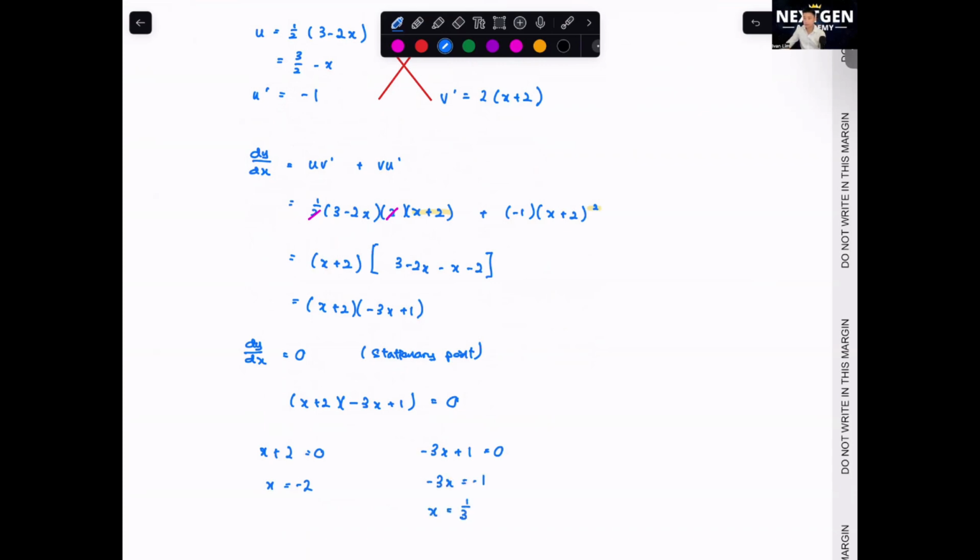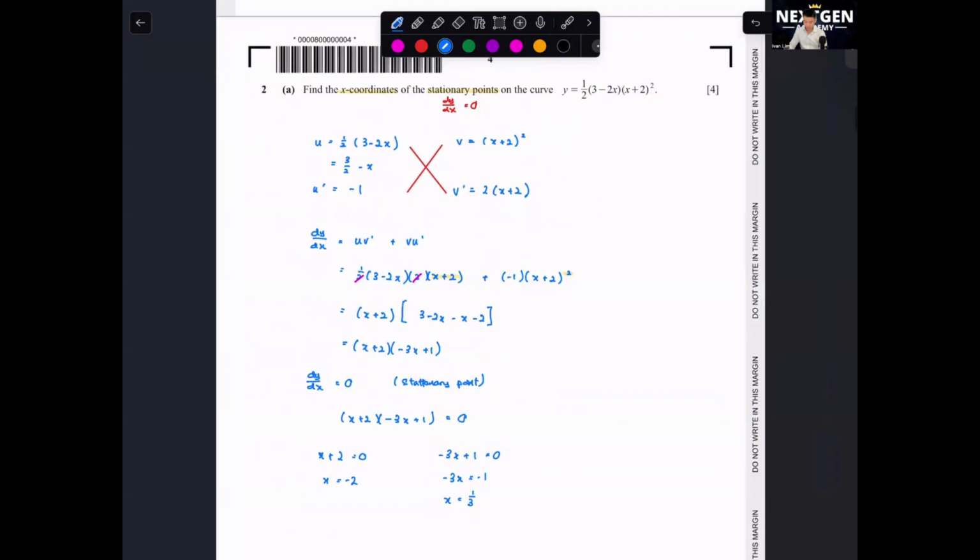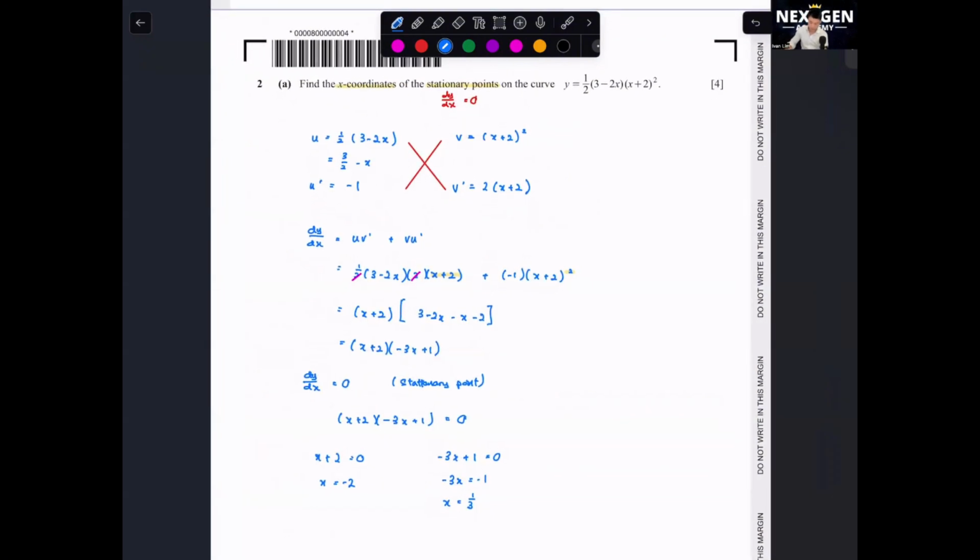Okay, are both of these the answer? Okay, look at the question. They say the x coordinates of the stationary points. Points means more than one, right? So most likely you got 2 or sometimes 3. Both of it, do we accept it? Are both of it the stationary points? Yes? Okay, then these 2 are the final answer.